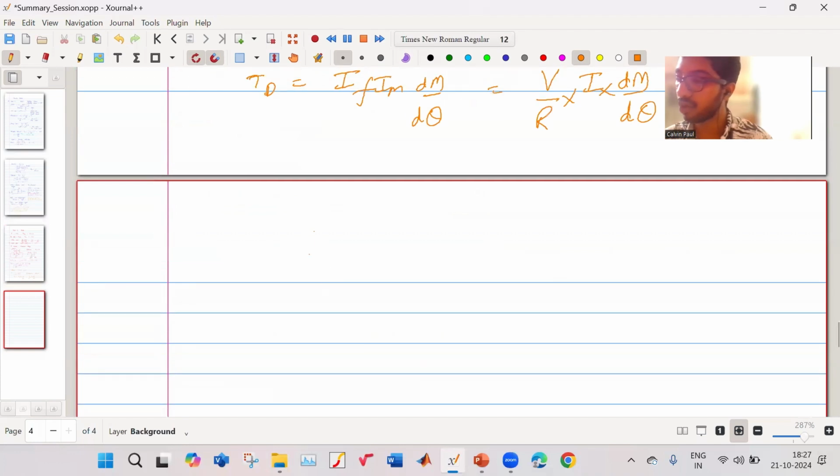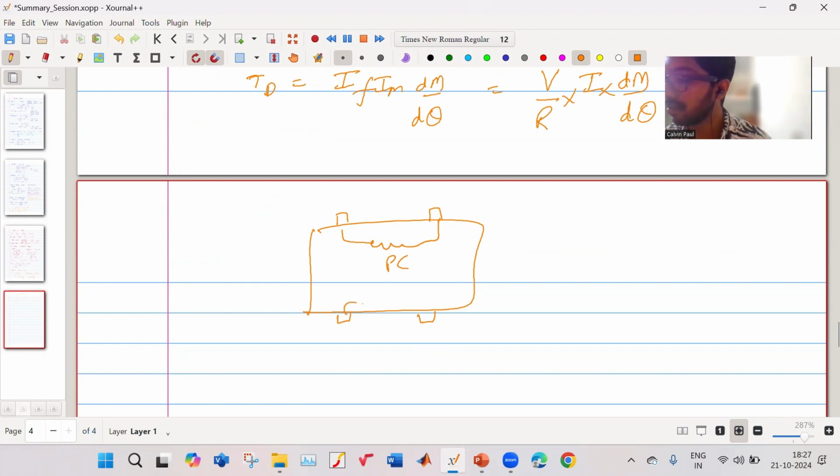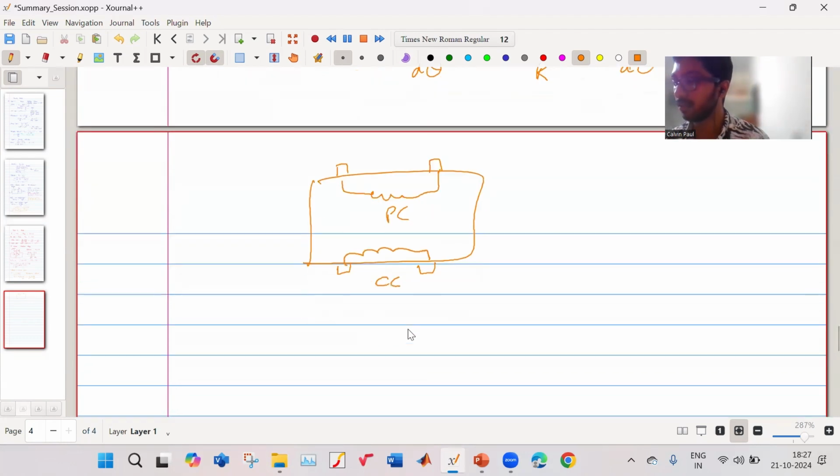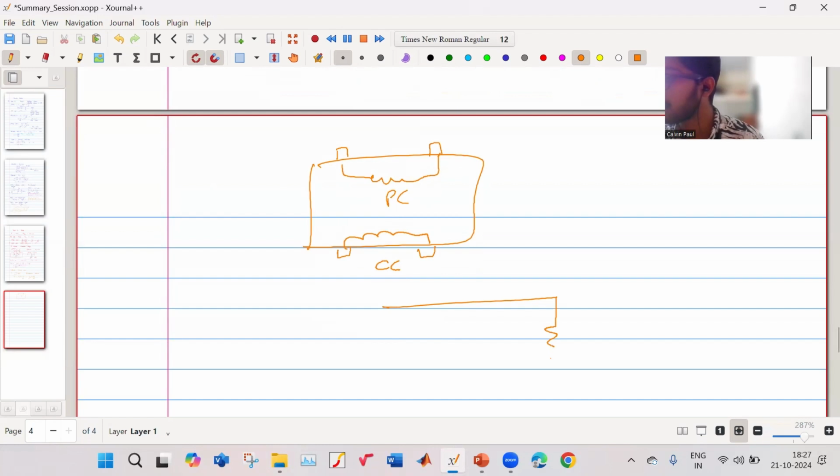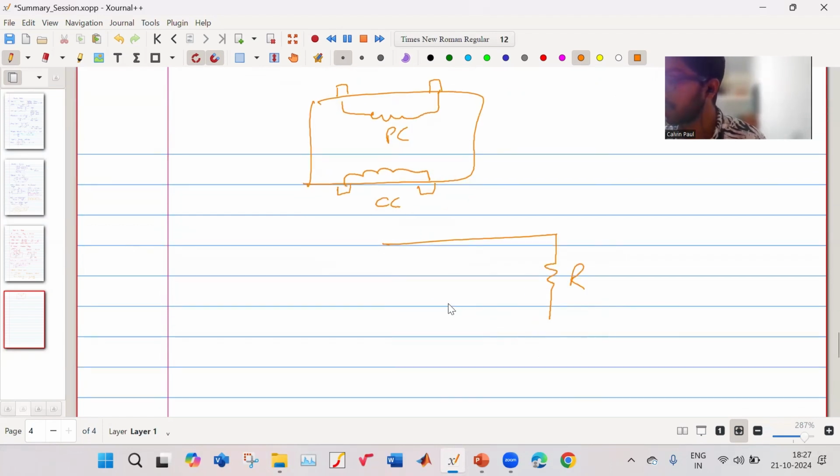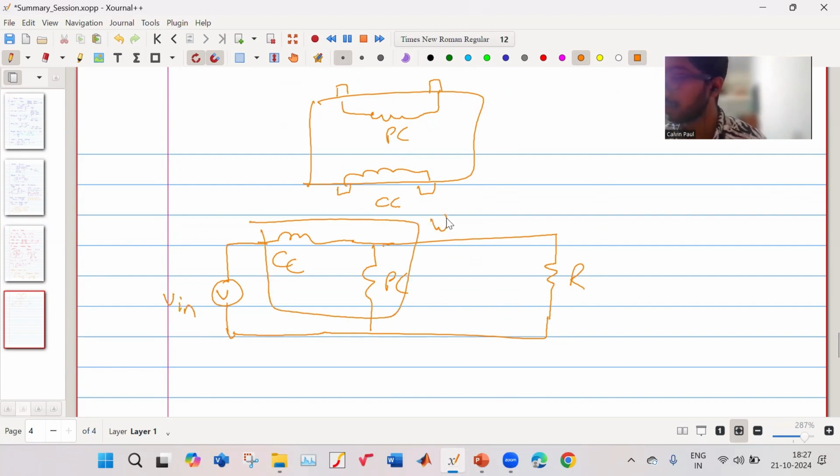So now your wattmeter will have this terminal, which is your pressure coil, and this terminal, which is your current coil. Suppose I have some resistance R, and I want to measure the power being drawn. So I'll connect this as my current coil, and this as my potential coil, and this is my input V. This is my wattmeter.